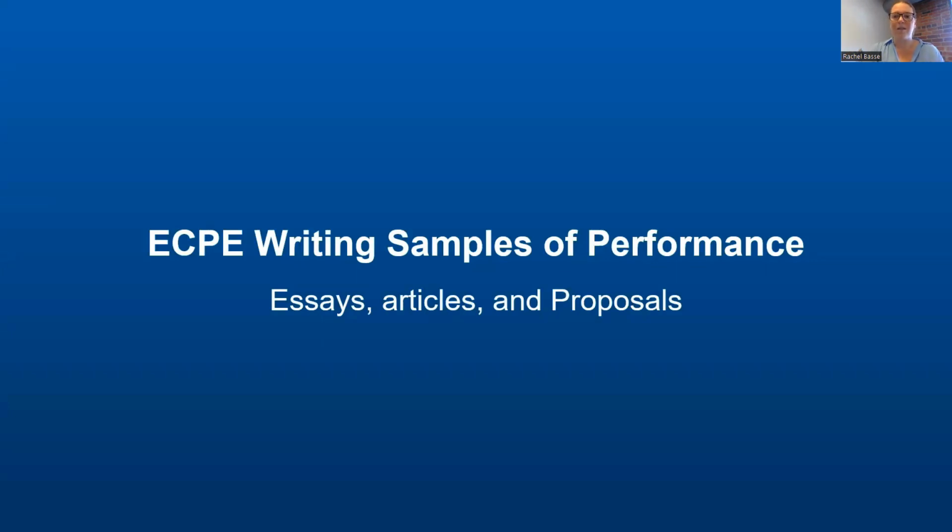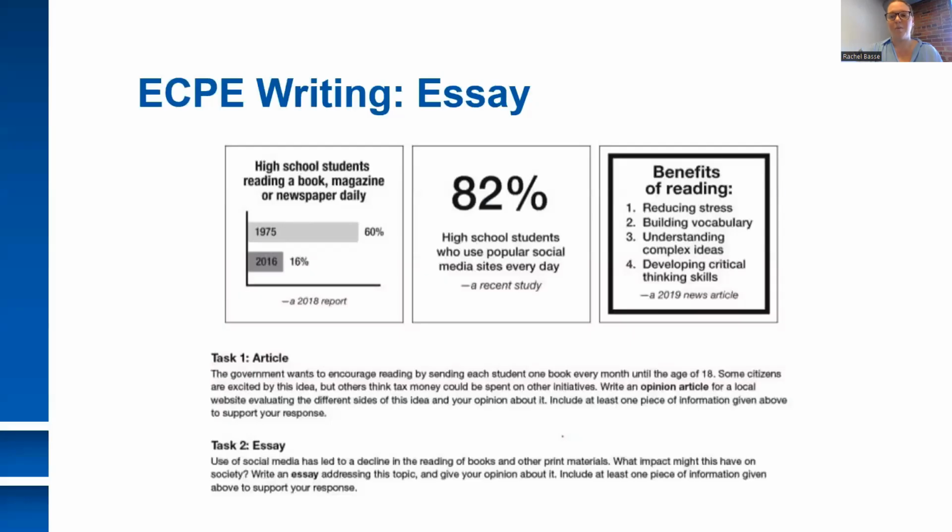So now we're going to take a look at some writing samples of performance from real test takers. So we'll be starting with an essay. So this essay, the topic is use of social media. Use of social media has led to a decline in the reading of books and other print materials. What impact might this have on society? Write an essay addressing the topic and give your opinion about it. Include at least one piece of information given above to support your response.